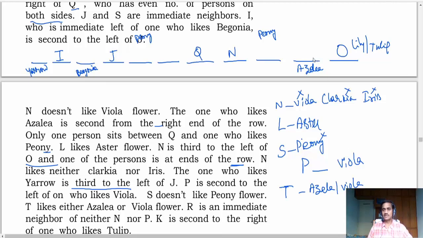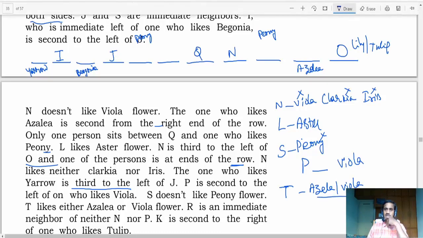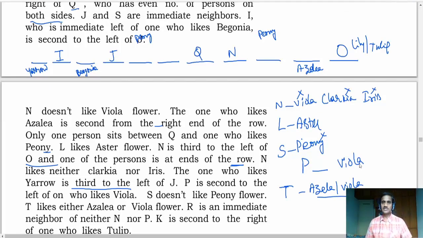T is either agela or viola. Two different possibilities we have. If T is agela, who is on T's left-hand side? Now, can T be viola here? No.